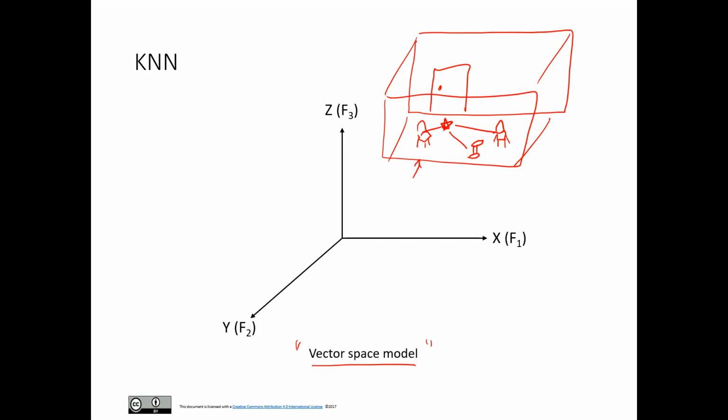So we first need to define a space, which is defining the vector space model. That's what we're going to talk about in a second, how that can be done. And then once you've defined the space, the next thing is you just need to define a metric of calculating distances.